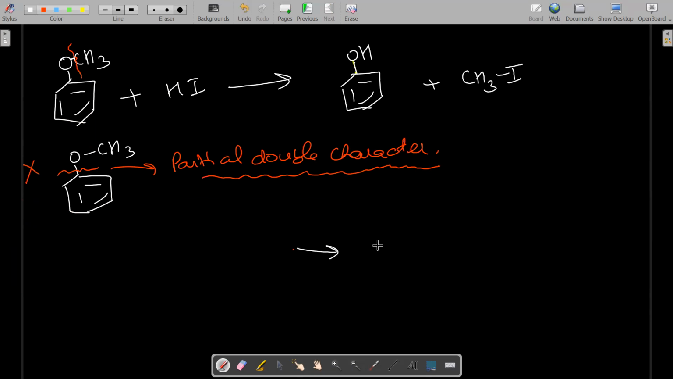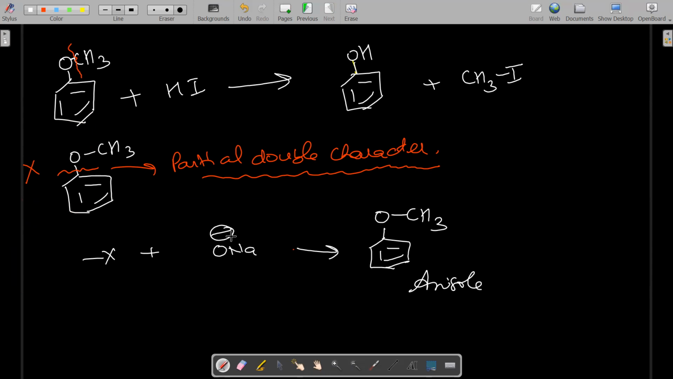If I ask how anisole is prepared by Williamson synthesis reaction, write the reactants for the formation of anisole by Williamson reaction. What will you say? One is halide and another is alkoxide, ONa. You tell me which one will be taken as halide. Of course, always the alkyl will be taken as a halide, and the phenol, that means sodium phenoxide.